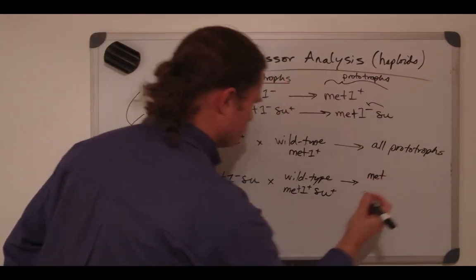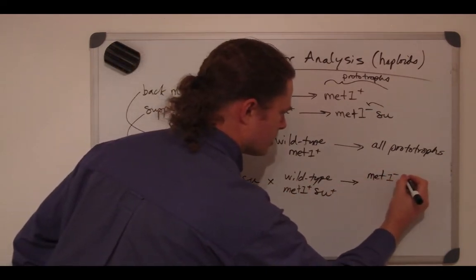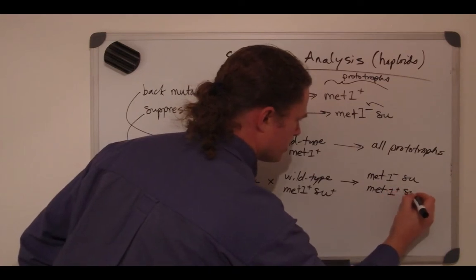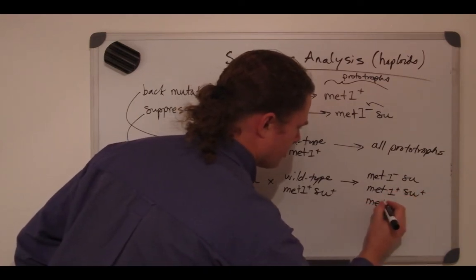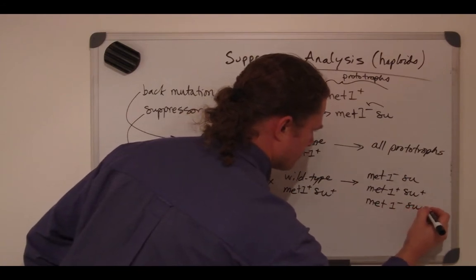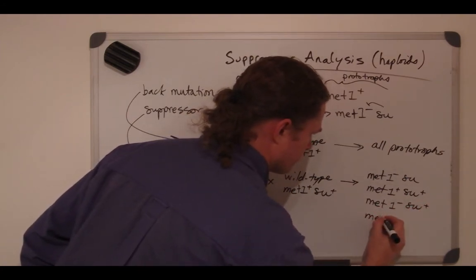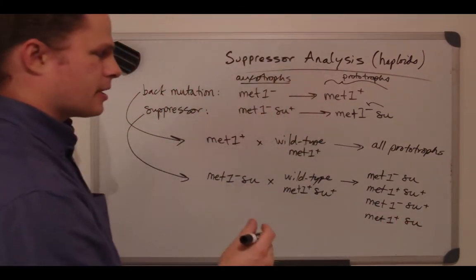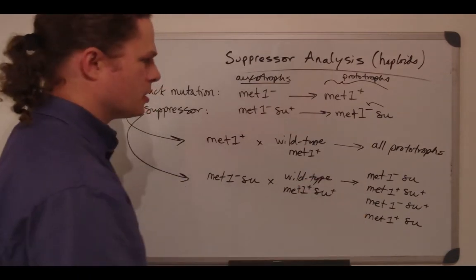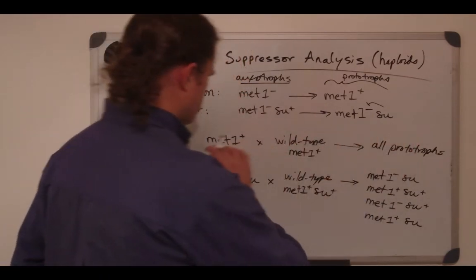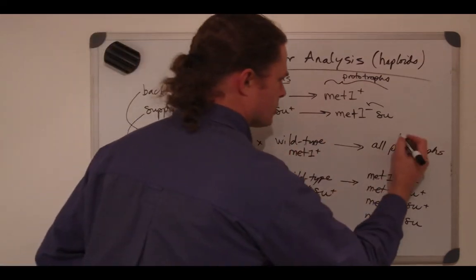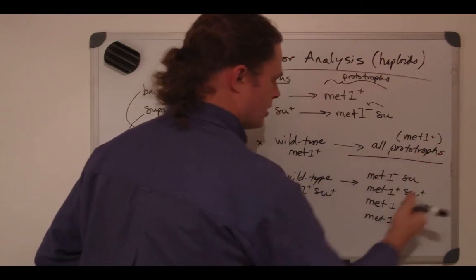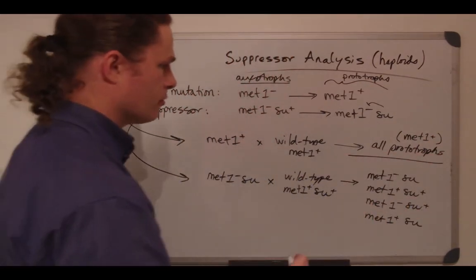We'll do the 2 non-recombinant ones first, MET1 minus SU, MET1 plus, SU plus, and then the 2 recombinants. Okay, now it's time to think about what phenotypes these different genotypes will have. Whereas here, in this first cross with the back mutation, everything is simply MET1 plus, and thus prototrophic. Here you can see that there's going to be some that are auxotrophic.